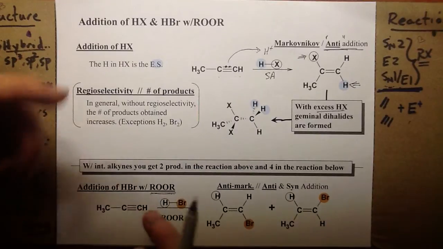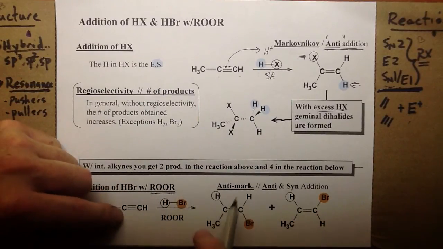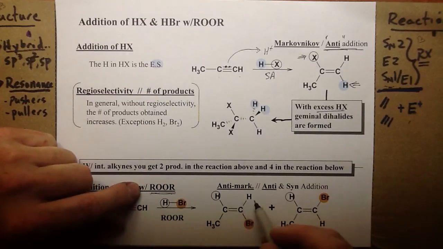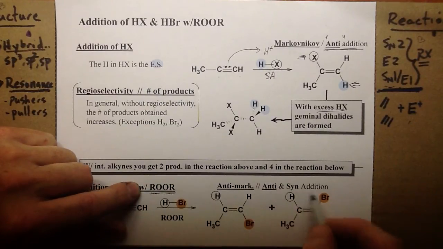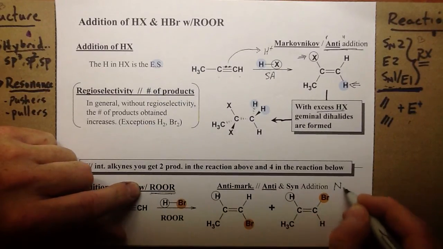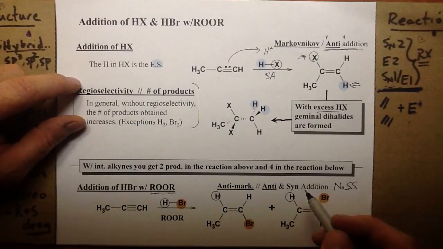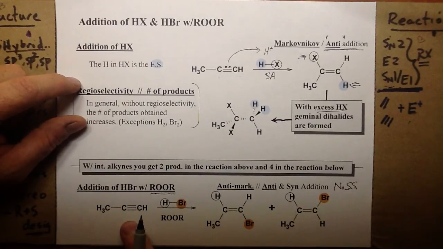Again, we have to have terminal alkynes to have that rule employed, but it's still the rule for these reagents in an alkyne. And we have anti and syn addition, so there's no stereoselectivity. So with this one here, we can have up to 4 products if we had an internal alkyne.